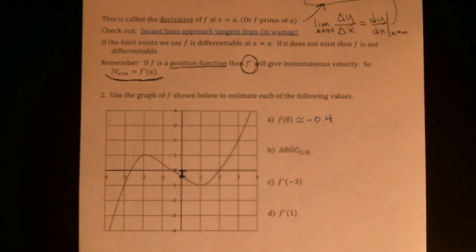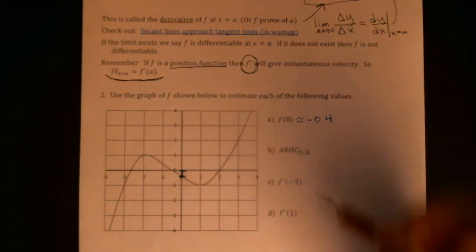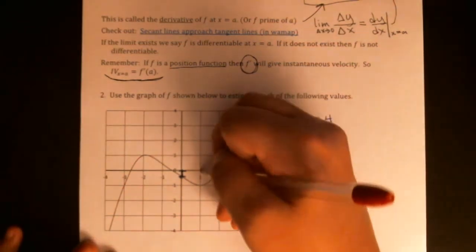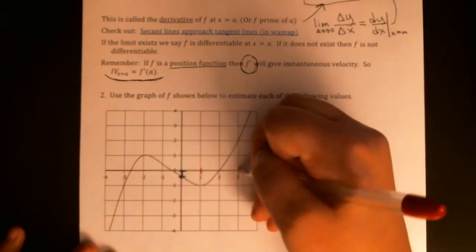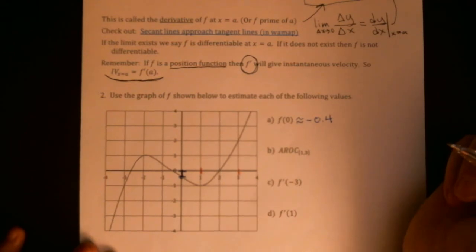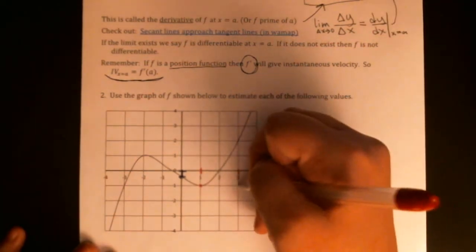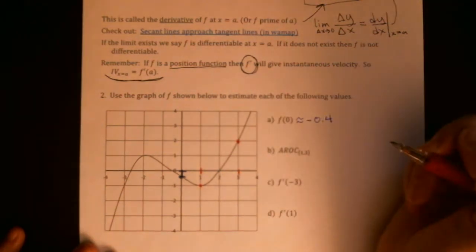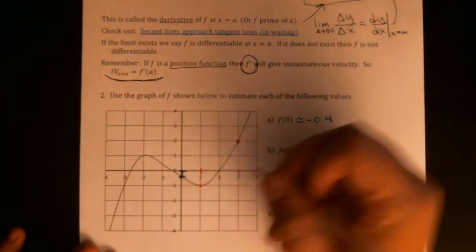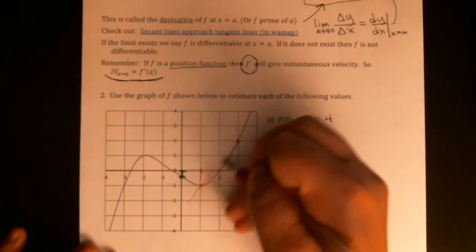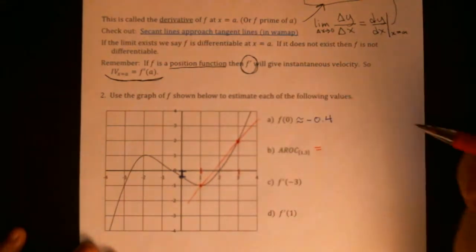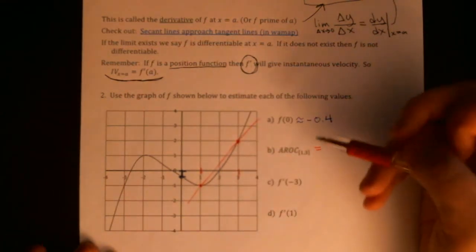Second one, we want to find the average rate of change from x equals 1 to x equals 3, on the interval 1, 3. So here's x equals 1, here's x equals 3. The average rate of change is the slope of a secant line. So I'm just going to say, all right, let's pick the 2 points, and then we'll calculate the slope. So here's our line. That's actually a pretty nice line for approximating steepness.